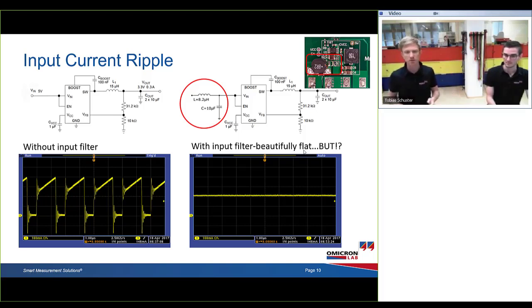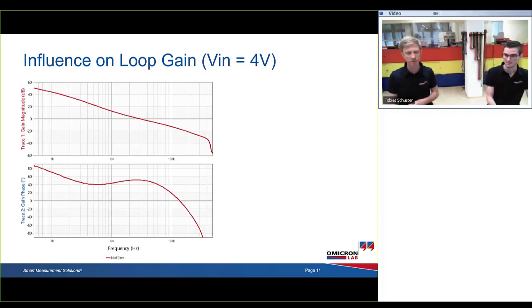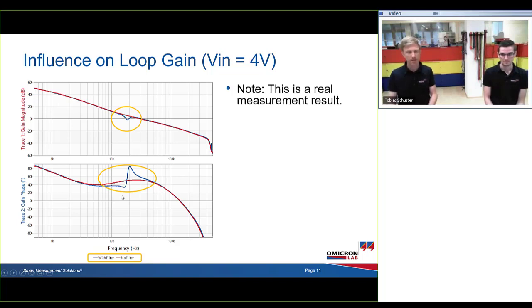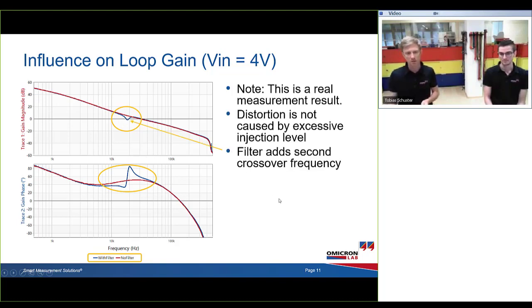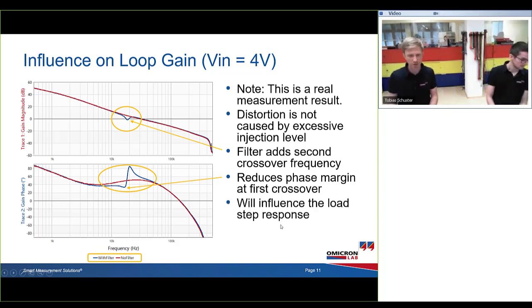So that will of course cause a lot fewer problems in EMI, but we have seen that the filter affects the loop gain. This is the loop gain of our control loop without an input filter connected. When connecting the input filter, you can see that the control loop changes. At that frequency, we get an additional crossover and a strong change in phase. This will of course also influence the transient response. So the filter added a second crossover frequency and reduced the phase margin, and we'll check out the step response next.